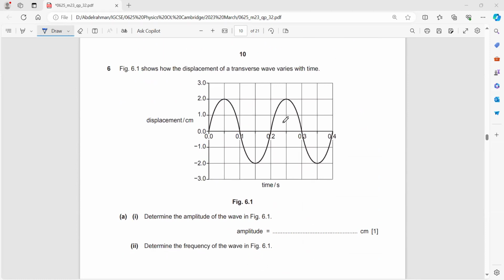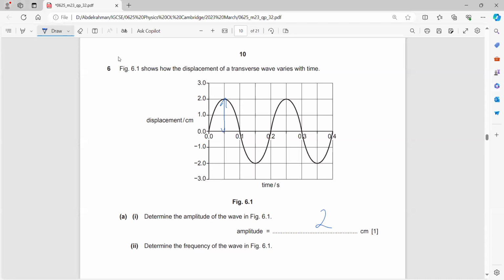Determine the amplitude of the wave. Quite easy. What's the amplitude of this wave? Amplitude is 2 centimeters.